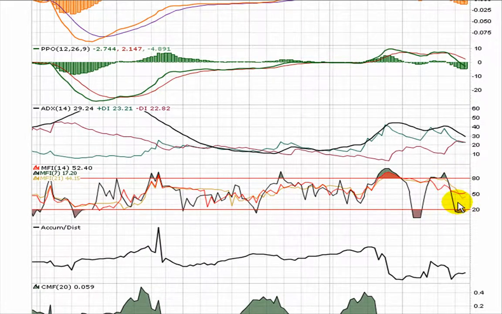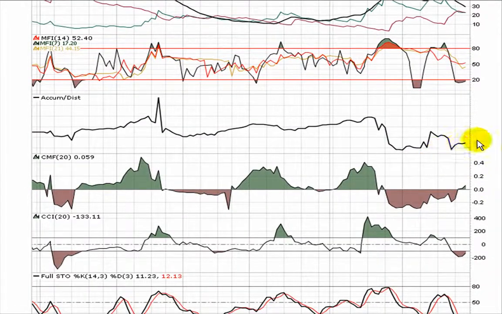The MFI, of course, has big separation and is starting to curl back up with the 7. You can even see the 14 and 21s are starting to curl again. They're in a pretty drastic downtrend with the drop that happened over the last 5-6 trading days. They're turning again, though.